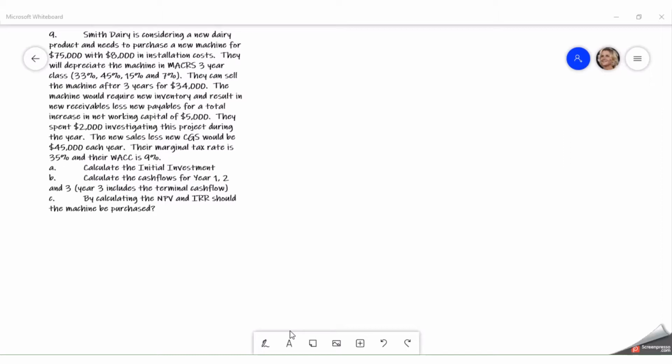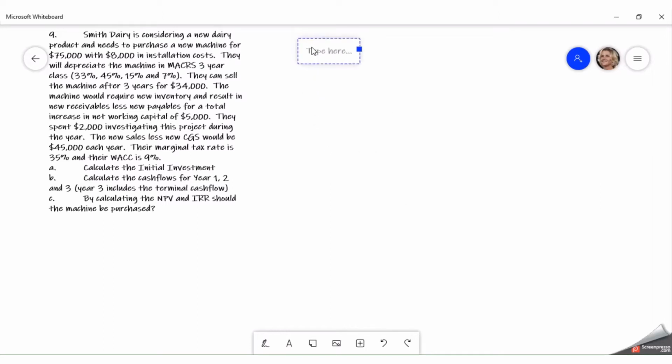The machine would require new inventory and result in new receivables and new payables for a total increase in net working capital of $5,000. They spent $2,000 investigating this project during the year. The new sales less the new cost of goods sold would be $45,000 each year. Their marginal tax rate is 35%, and their weighted average cost of capital is 9%. So calculate the initial investment.